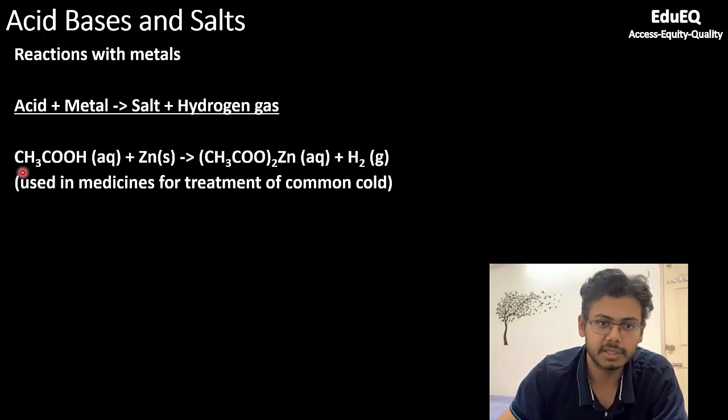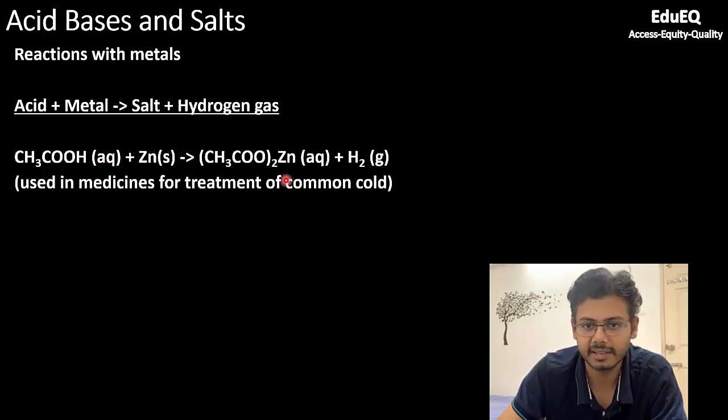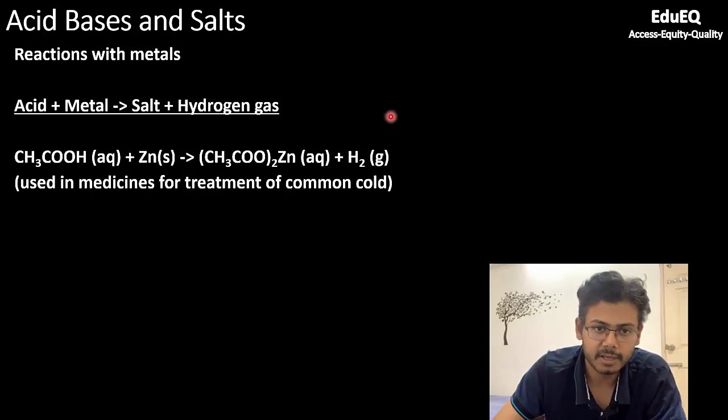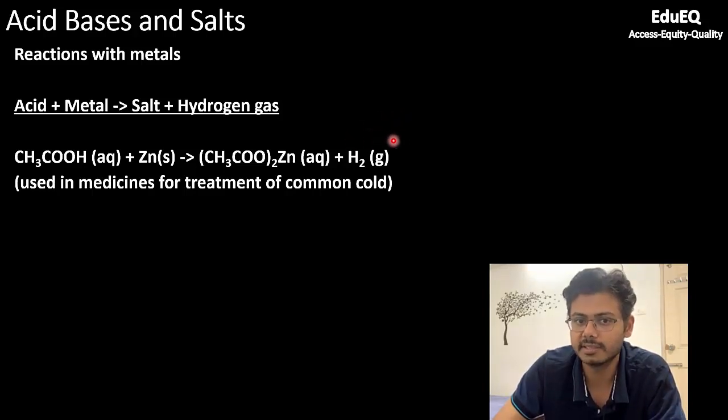For example, if you see this acetic acid, when you react it with zinc, it forms zinc acetate and releases hydrogen gas. So if you put a matchstick near the test tube from where hydrogen is evolving, you will hear a pop sound. That is the characteristic, and then you will know that the hydrogen gas is coming out, meaning it's a reaction between acid and metal.